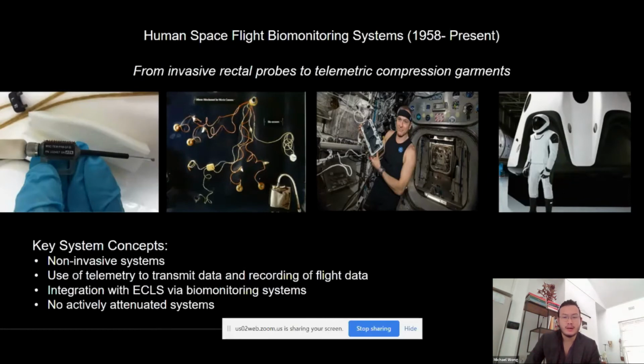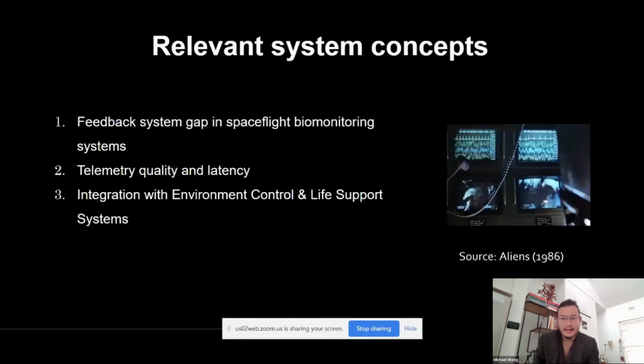But then lastly, we are starting to see some discussion around integration of biomonitoring systems with environmental control and life support systems, something that was initially discussed many years ago in Skylab, but now more recently, as you will have seen, in limited detailed discussion with the SpaceX Dragon suits. At this stage, we have seen very little, if not no, actively attenuated systems, i.e. automated medical delivery systems, another area very ripe for research.